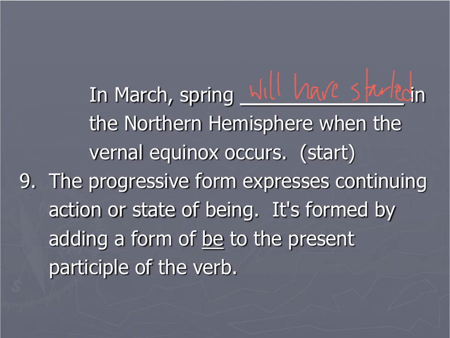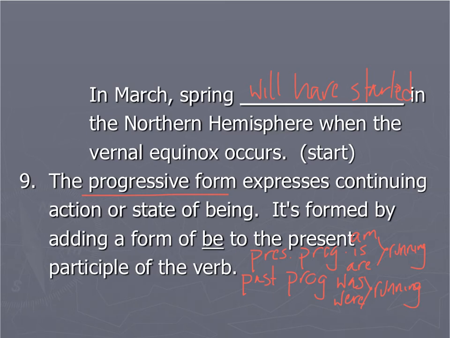Okay. Now, the progressive form. Progressive form, continuing action or state of being. It's formed by adding the form of be to the present participle of the verb. So you have present progressive, then you have past progressive. Okay, so it'd be like am, is, or are, and then let's say running. And then past progressive, all right, the helping verbs for past progressive would be was or were. And then the present participle, so that would be was or were running.